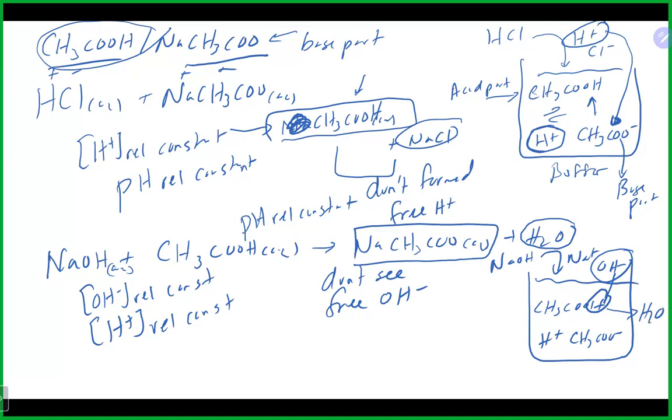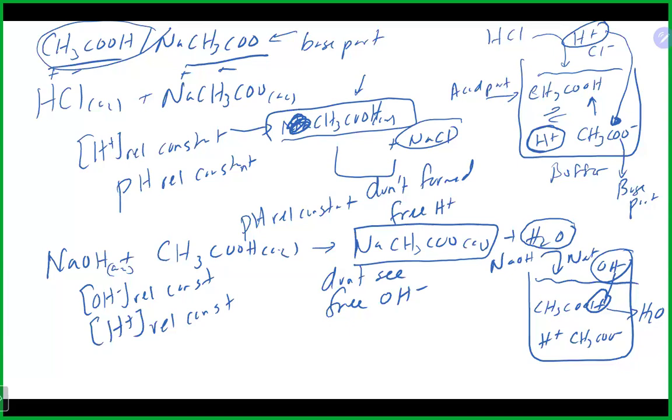So how a buffer works to resist changes in pH is that because it has an acid part and a base part, when you add additional acid or additional base to it, it's able to prevent the formation of any free H+ in the solution when you add acid, and any free OH- in the solution when you add base. Because those H+ or OH- concentrations stay constant, the pH is able to stay relatively constant and not jump up and down.